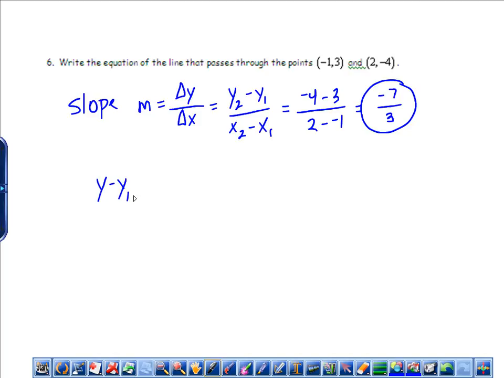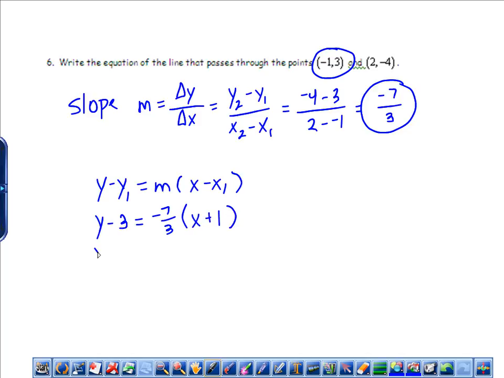Okay, here's another formula you should know. There are other ways to get this, but this is what you're most used to. And it doesn't matter which point you use. Okay, I'm going to go ahead and stick with the first point. So this is going to be y minus 3 equals my slope, which is negative 7/3, parenthesis x minus negative 3. So I'm going to write it as x plus 1.